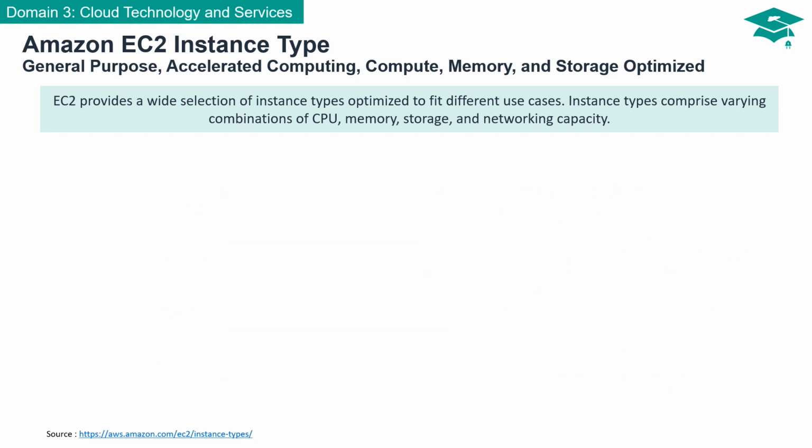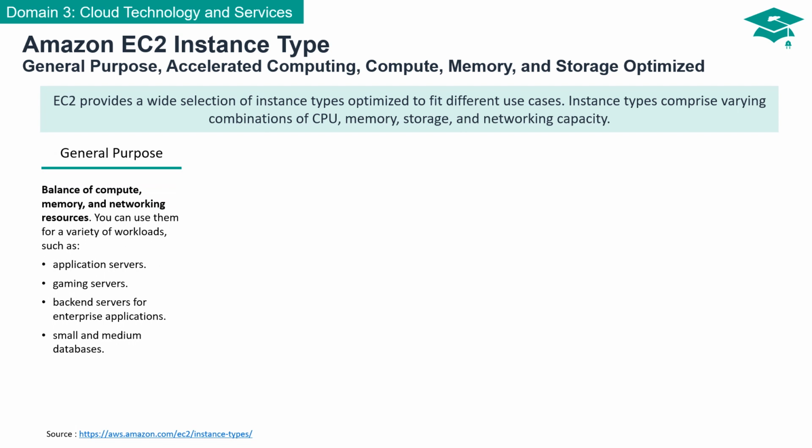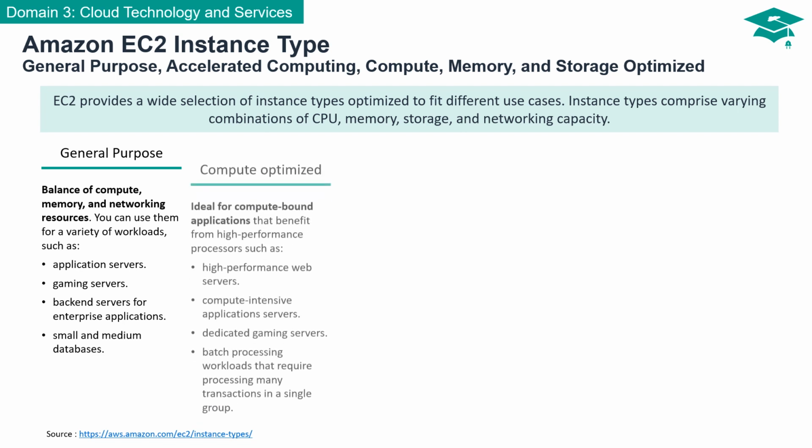EC2 provides a range of instances tailored to specific workloads, each designed to meet unique computational needs. Let's unravel the specifics of these Amazon EC2 instance types and explore their ideal use cases. First up, we have general-purpose instances. These provide a balanced mix of compute, memory, and networking resources, making them versatile for a variety of workloads. Whether you're running application servers, gaming servers, back-end servers for enterprise applications, or handling small to medium databases, these instances offer a well-rounded solution.